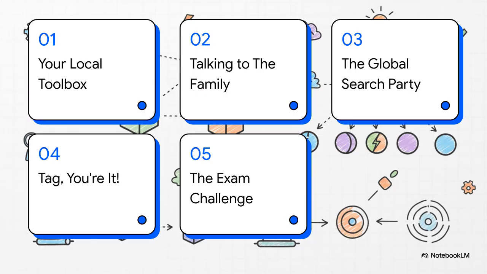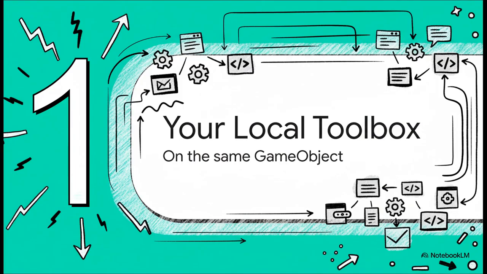Okay, so here is our game plan for today. First, we're going to look at your local toolbox. Then we'll move on to talking to the family. After that, we'll cover the global search party, then tag, you're it, and finally, we'll wrap it all up with an exam challenge to make sure you've got it down. All right, let's kick things off at square one.